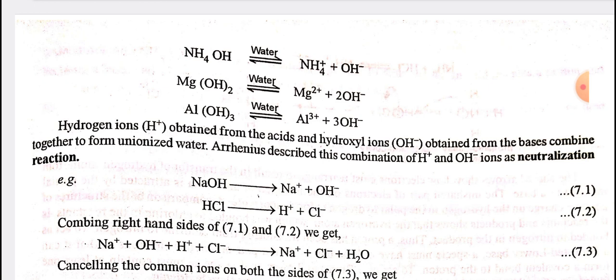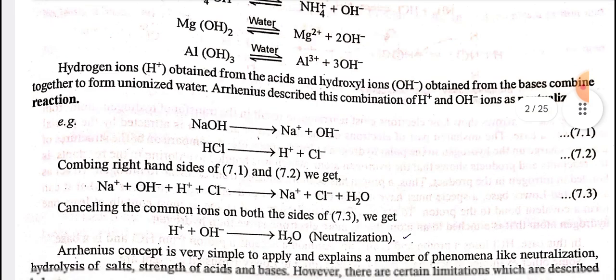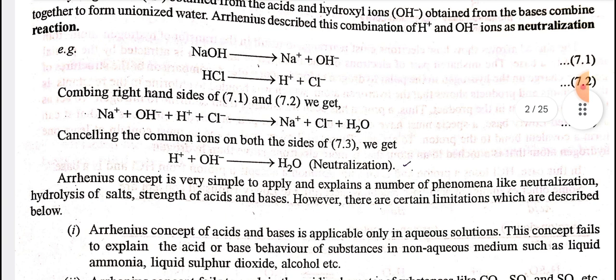Hydrogen ions obtained from the acids and hydroxyl ions obtained from the bases combine together to form unionized water. Arrhenius described this combination of H+ and OH- ions as a neutralization reaction. NaOH gives Na+ and OH- ions. HCl gives H+ and Cl- ions. Combining the right sides of the equations and cancelling the common ions on both sides, we get H+ and OH- giving H2O, that is neutralization.